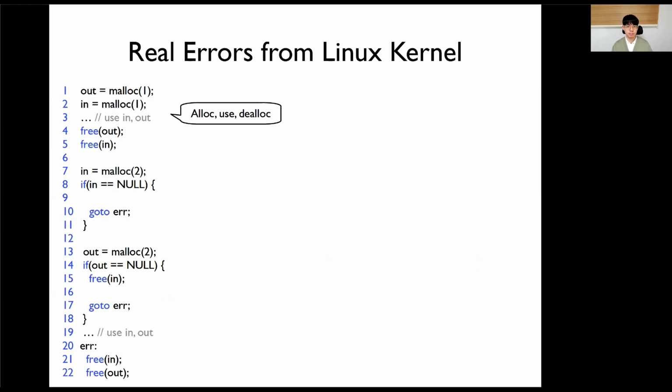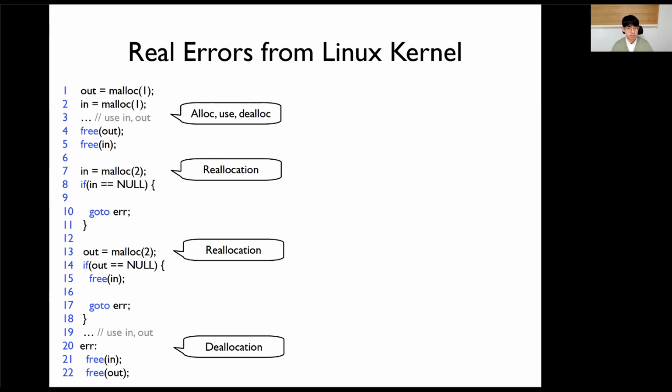Let me briefly explain this simplified code. Briefly, at line 1 to line 5, two objects, out and in, were allocated and used and got deallocated properly. And at line 7 and 13, the buffers in and out are reallocated with the increased size 2 respectively.